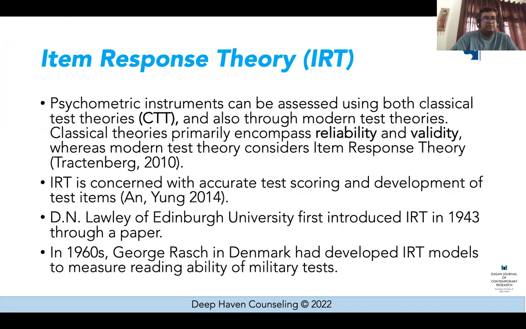So item response theory. Now, psychometric instruments can be assessed using both classical test theory and also modern test theory. Classical test theory has reliability testing, validity testing. Modern test theory has item response theory. Now, IRT, or item response theory, is concerned with accurate test scoring and development of test items. So D.N. Lawley of Edinburgh University first introduced IRT in 1943 through one of his papers. So in the 1960s, George Rasch in Denmark developed IRT models to measure reading ability in military tests.